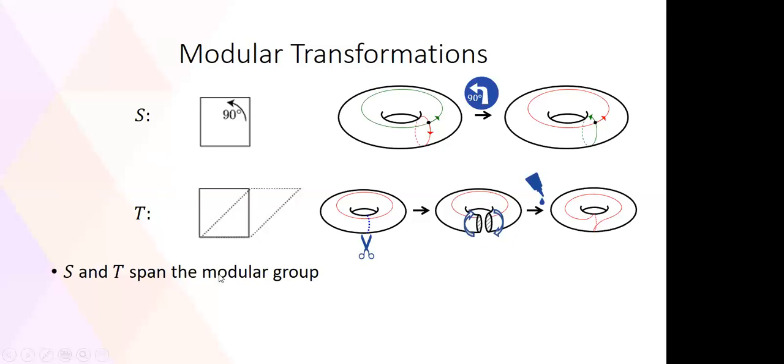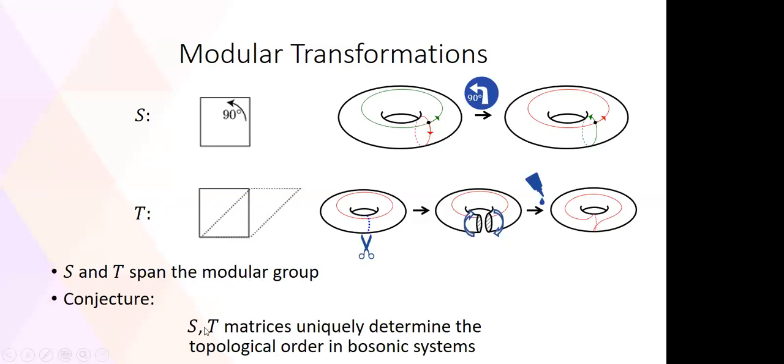These are known to span what's called the modular group. It's a mathematical structure that people have been interested in. What's important for me here is that the S and T matrices are believed to uniquely determine the topological order in bosonic systems. So if we're able to calculate the S and T in our system, which isn't bosonic, but still, then we might be able to determine what the n of the Ising n is.